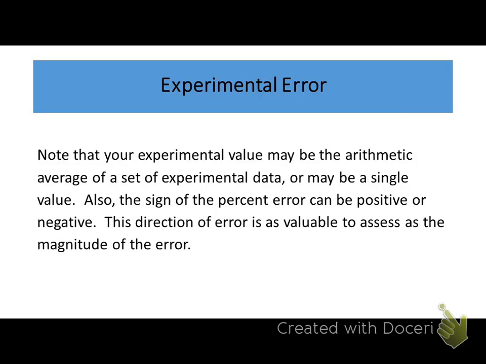Also, the percent error can be negative or positive, and the direction of error, in other words being negative or positive, is going to tell us a lot about our systematic error. And so I'll help you with that too, and help you to understand what the sign means in terms of our systematic error as we get into more experiments and so forth.